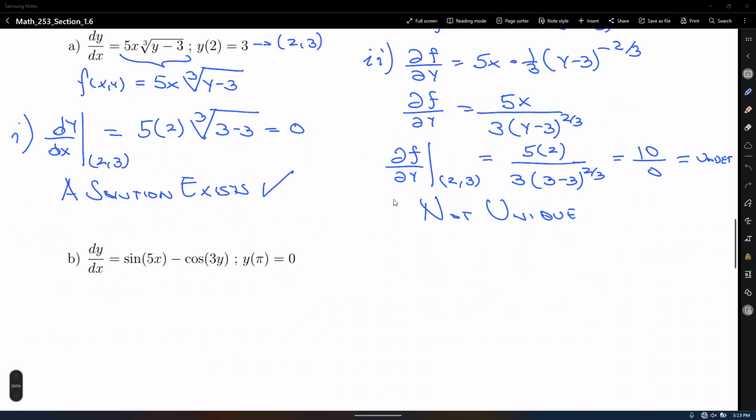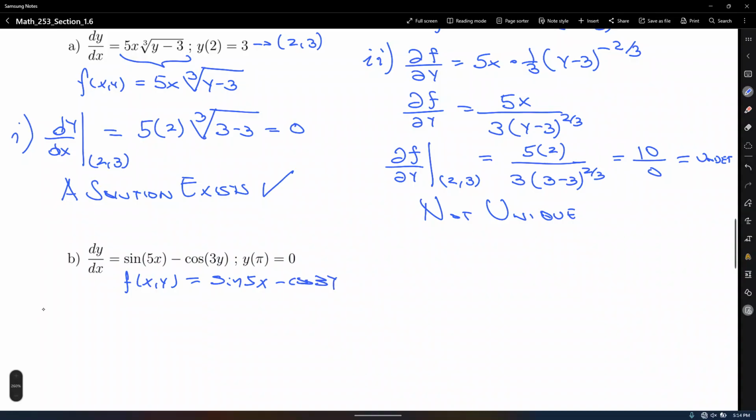Okay, so for example, letter B, we have dy/dx equals the sine of 5x minus cosine 3y, with initial condition y of pi equals 0. So number one, let's check for existence. Let's state the function f of x, y first: f of x, y equals sine 5x minus cosine 3y.